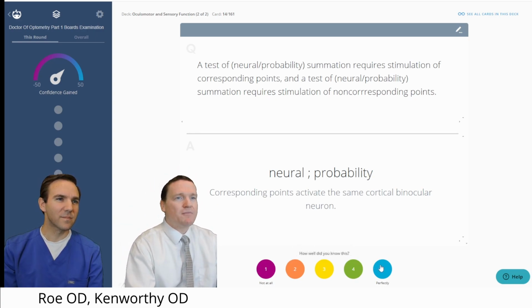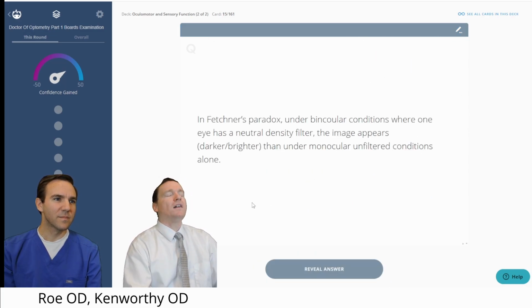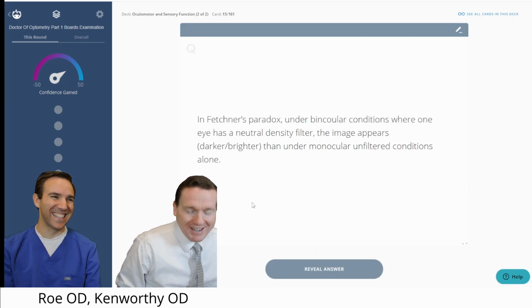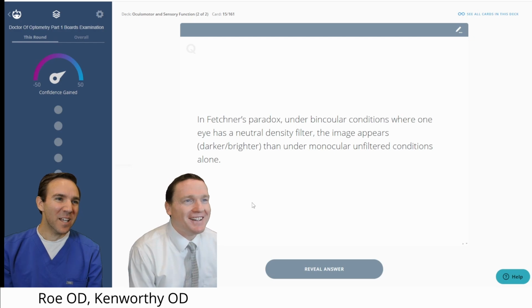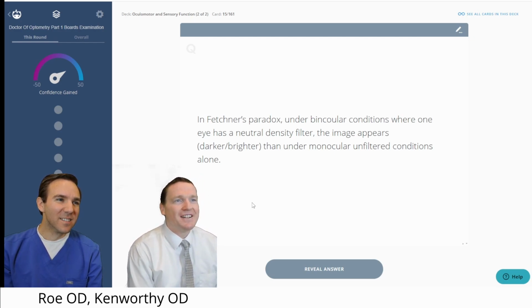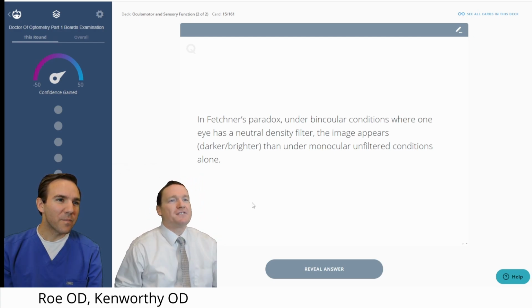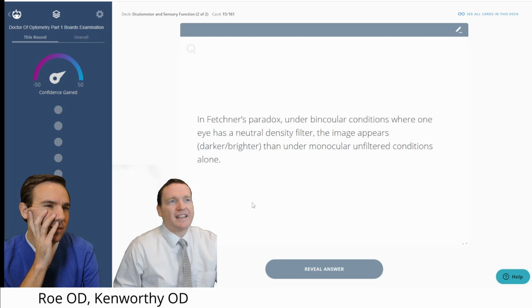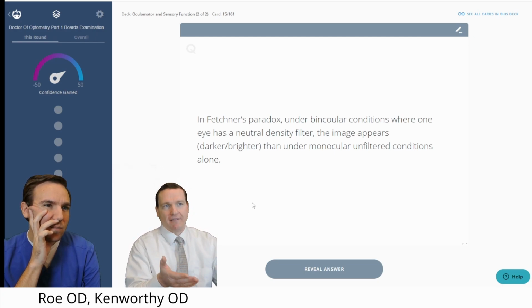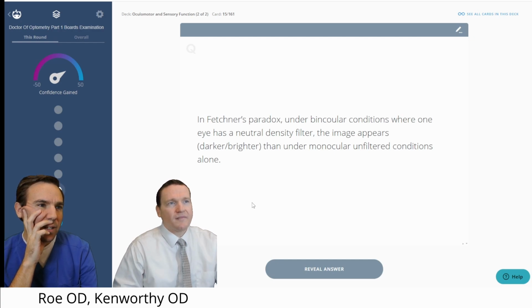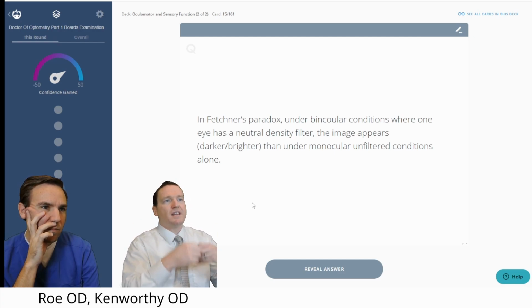Corresponding points activate the same cortical binocular neuron. Oh, Fechner. Under binocular conditions. Oh, this whole neutral density filter thing again. Not under binocular unfiltered conditions alone. Well, the fact that it's a paradox. Well, yeah. It would look brighter then, right? That would be my guess, because you would think with a neutral density filter that it would make it look darker. But if you're asking for a paradox, then it's got to be that both eyes with neutral density, it looks brighter.